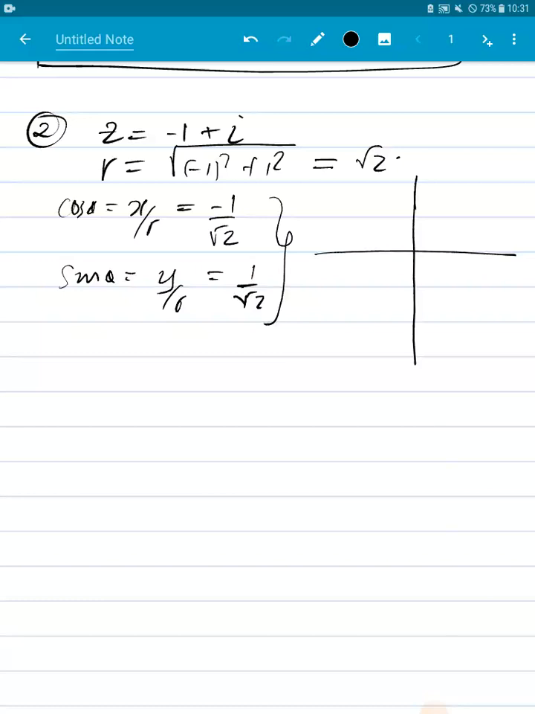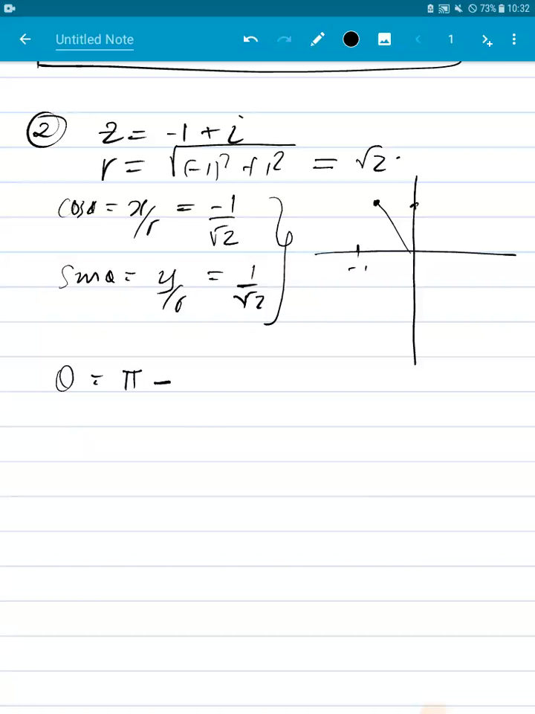Because this complex number, you're actually going to find it where? At negative 1 there, and 1 somewhere there, in the second quadrant. And in the second quadrant, how do we find the theta? We just say pi minus the reference angle. So theta is equal to pi minus the reference angle, which is 45 degrees, like pi over 4.